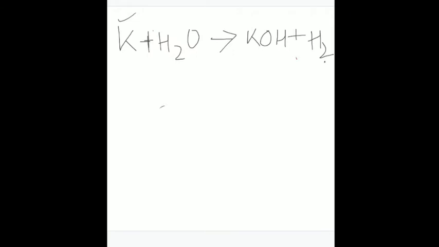Now in order to balance it, what do we do? The number of potassium atoms on this side are 1, hydrogen is 2 and oxygen is 1. Is it clear? And on this side potassium 1, oxygen is 1 and hydrogen is 3. Is it clear? Now when we balance it, what should we do? We can put 2 in order to balance potassium first. Is that clear?